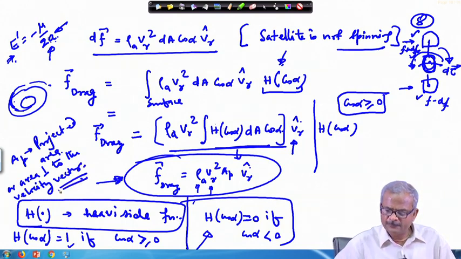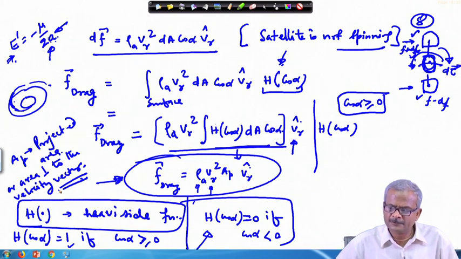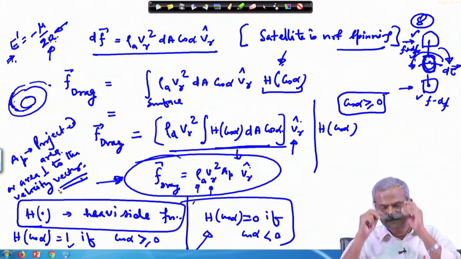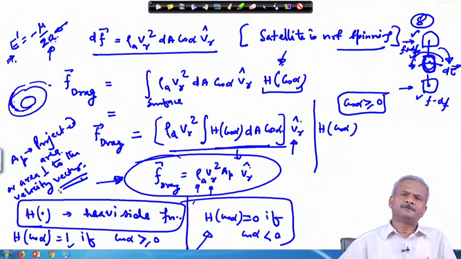Next time we are going to compute the torque acting because of this drag. Thereafter we have to consider the case of solar radiation pressure, and then we will wind up. So we will come to the end of this course.